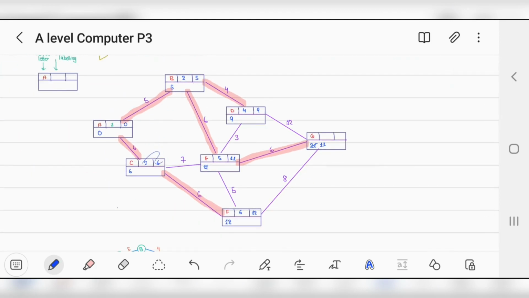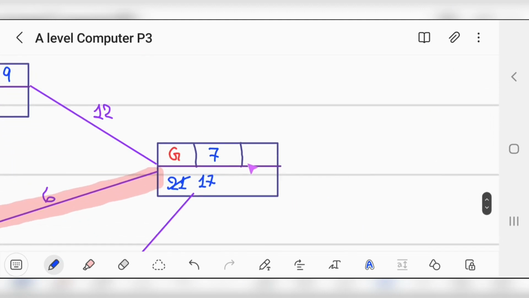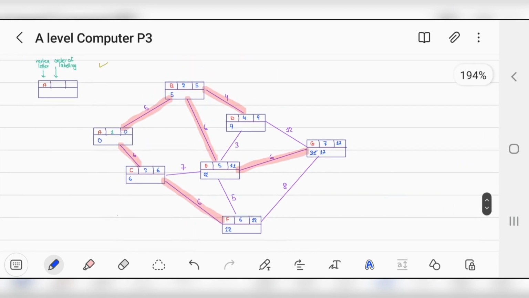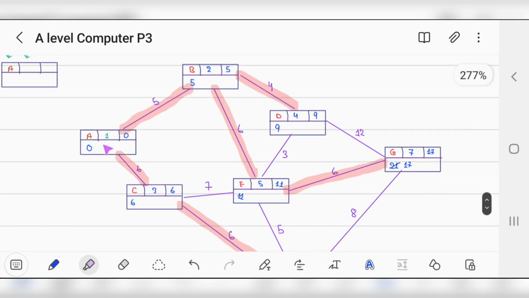1, 2, 3, 4, 5, 6, 7. So I got 7 here. This is the cost. Now what we're going to do is see what the shortest path is. If I want to create the shortest path, then this is the shortest path.